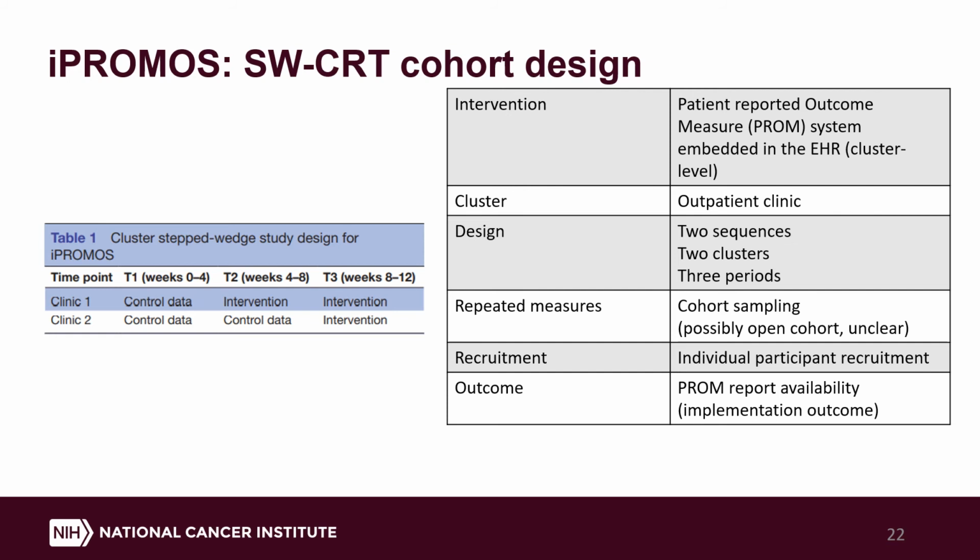The study has a repeated measures sampling structure, it uses cohort sampling. It's possibly an open cohort, although it's unclear. So it's possible that participants were allowed to join the study after it had started. And the outcome was whether or not a PROM report was available. So it's an implementation type outcome.